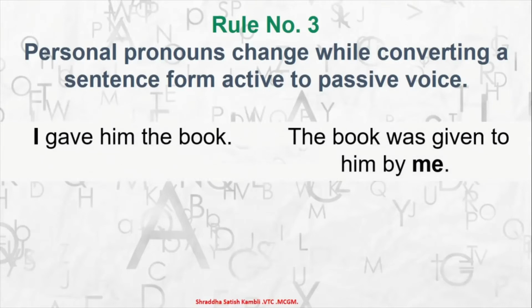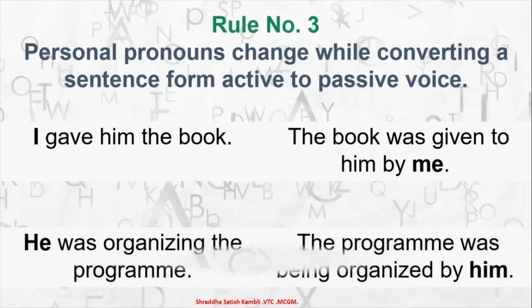Let's look at some examples to understand better. I gave him the book. See how this I will change in the answer. The book was given to him by me. So the I has become me. So the personal pronoun has changed. One more example. He was organizing the program. So he has become him here in the answer. See, in the passive voice: The program was being organized by him. Okay, so you can see how they have swapped places.